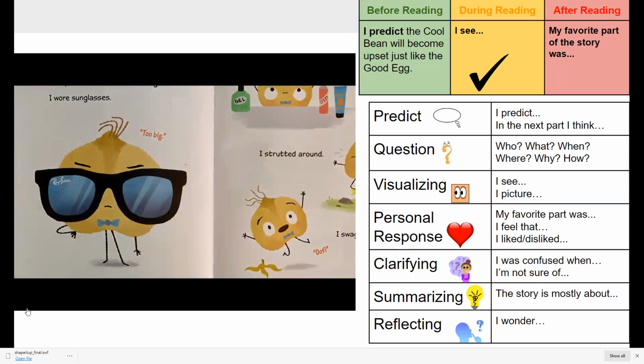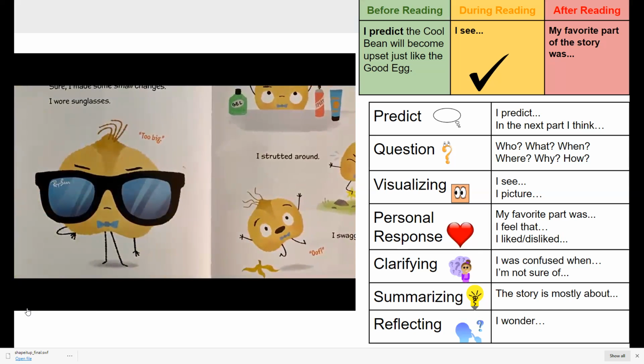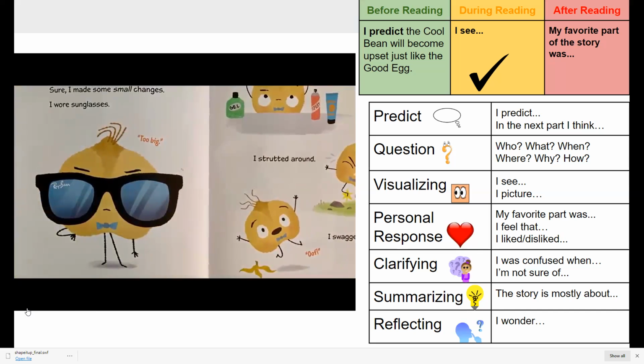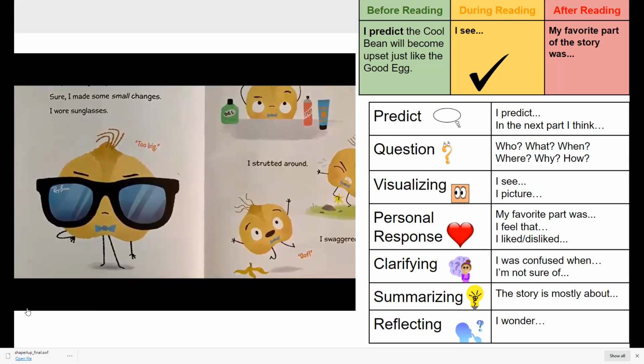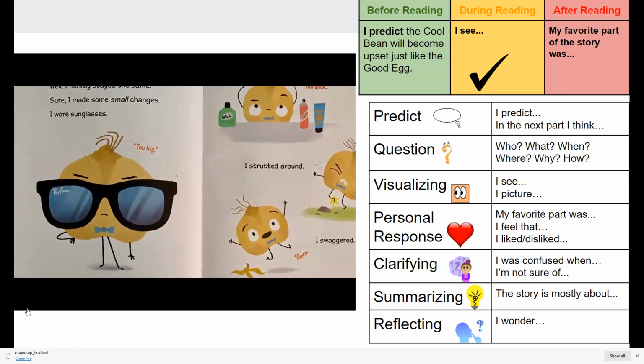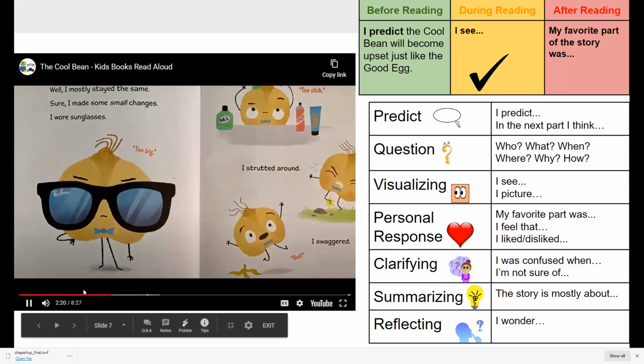Me? Well, I mostly stayed the same. Sure, I made some small changes. I wore sunglasses. Too big. I slicked my hair back. Too.